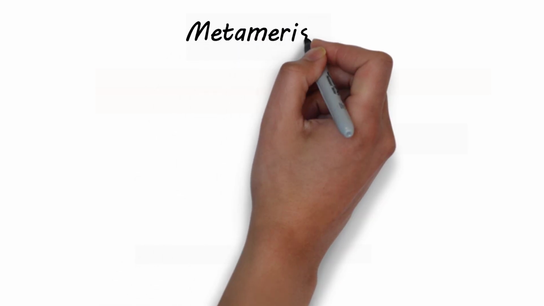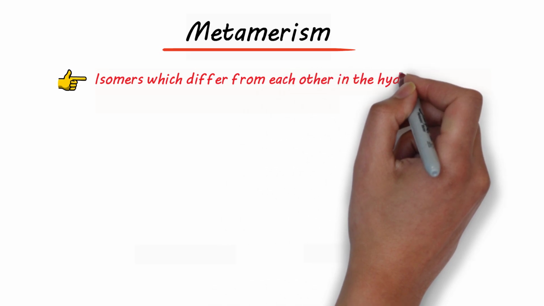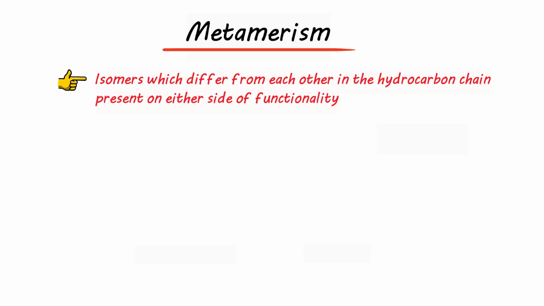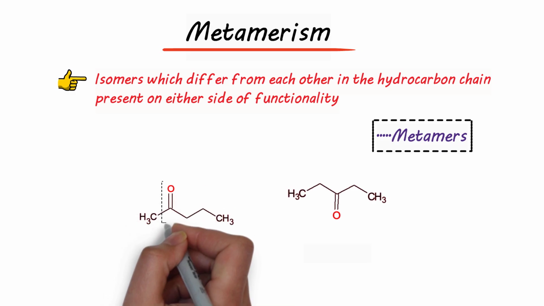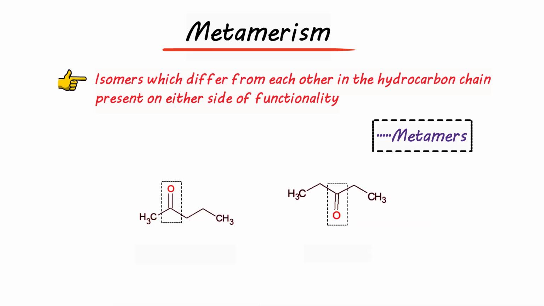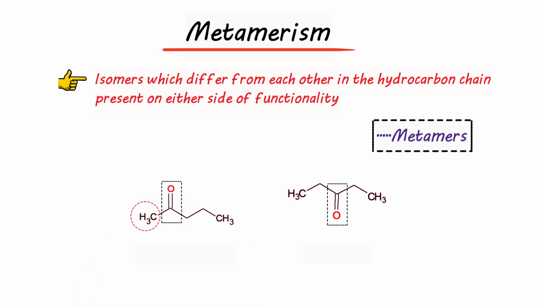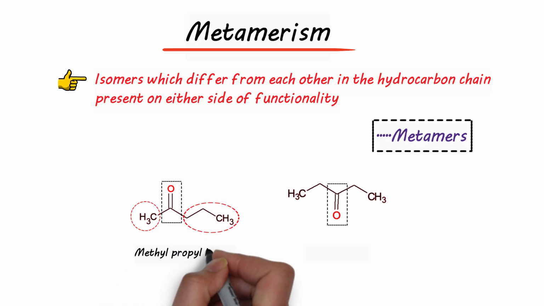Let's talk about metamerism. Isomers which differ from each other in the hydrocarbon chain present on either side of functionality, we call them metamers. For instance, the two molecules contain a ketonic functionality. Now, in the first molecule, on either side of that ketonic group, we have methyl on one side, and on the other side, it's a propyl group. So, the name is methyl propyl ketone.